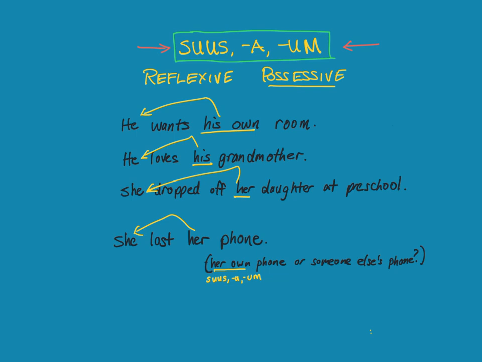So in this first sentence, the reflexive possessive suus a will be modifying the word room, so it will be accusative. And in the second sentence, it's going to be modifying the word grandmother. So suus a in that sentence is going to be feminine, accusative singular.